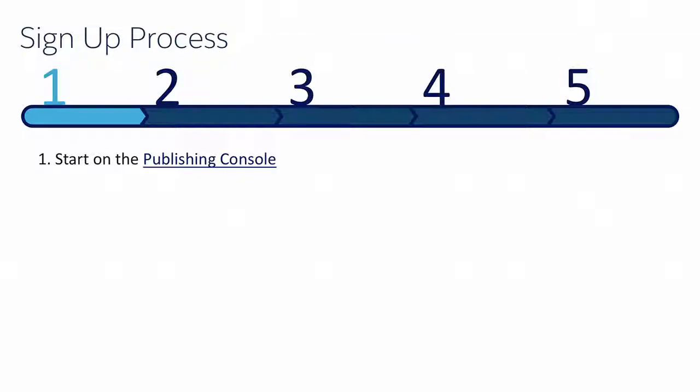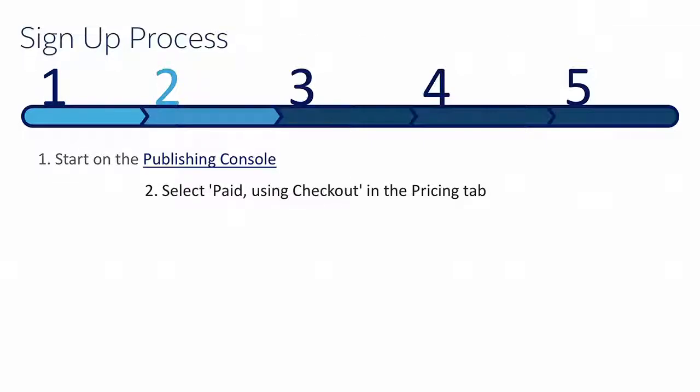Since checkout is for partners, you start here. So log in the partner community, click on the face icon, click on publishing console, and then you go to your listing that you've put on the AppExchange, and under the pricing tab, there's an option to do paid using checkout.